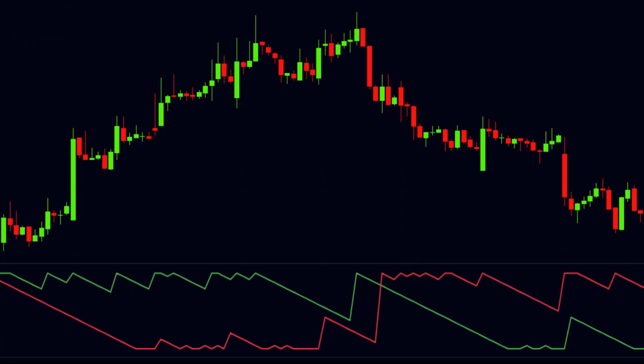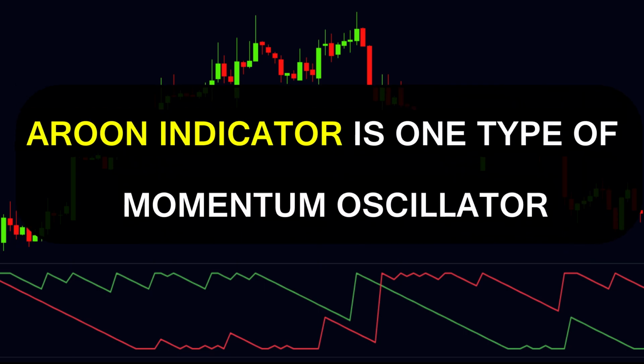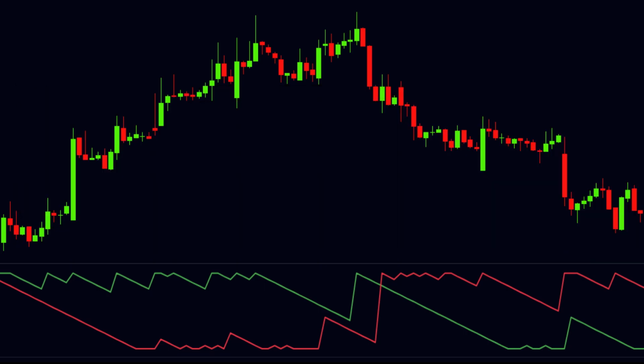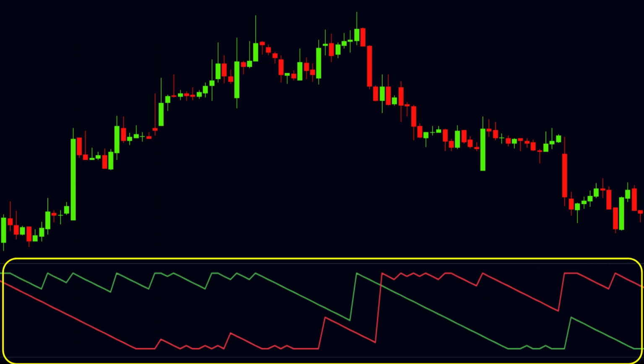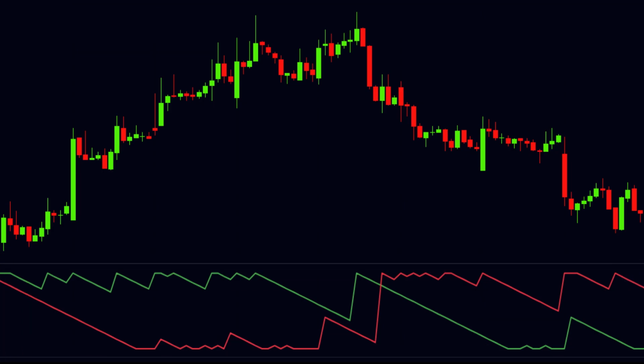Now let us understand our today's topic. Aroon indicator is one type of momentum oscillator. It keeps oscillating between 0 to 100 value. There are two lines in the Aroon indicator. The first is Aroon up, which is indicated by green color. And second is Aroon down, which is indicated by red color.